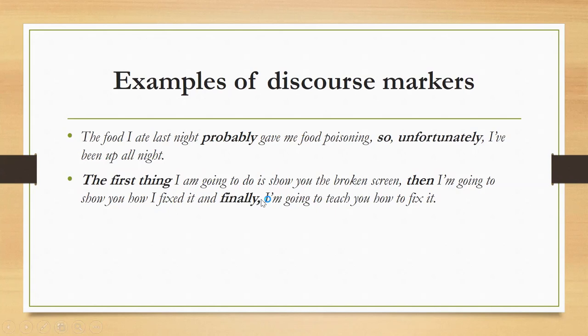These are techniques you would use in communicating well. Without these connecting words or discourse markers, this sentence would have read: I am going to show you how I fixed it. I am going to teach you how to fix it. When you speak like this, it's as if you have memorized the thing and you are just pouring it out.